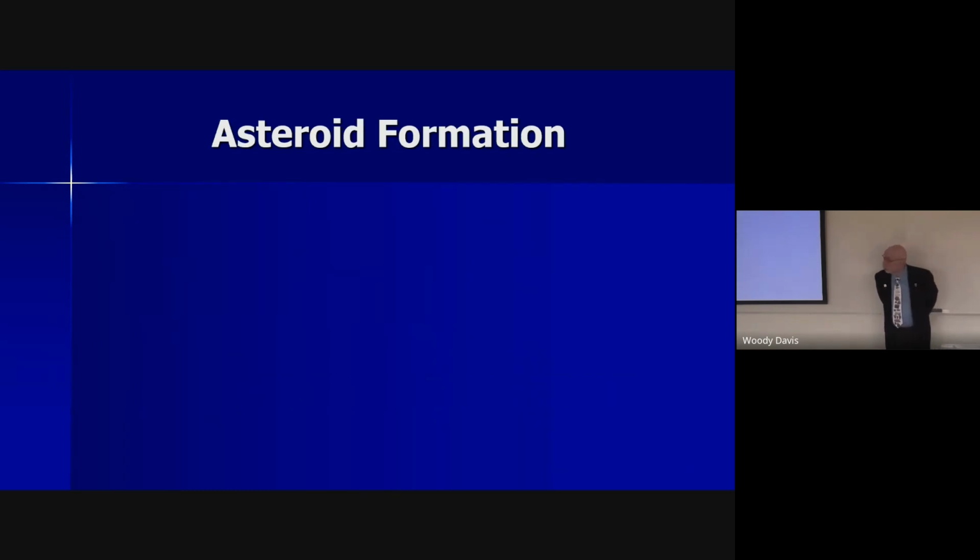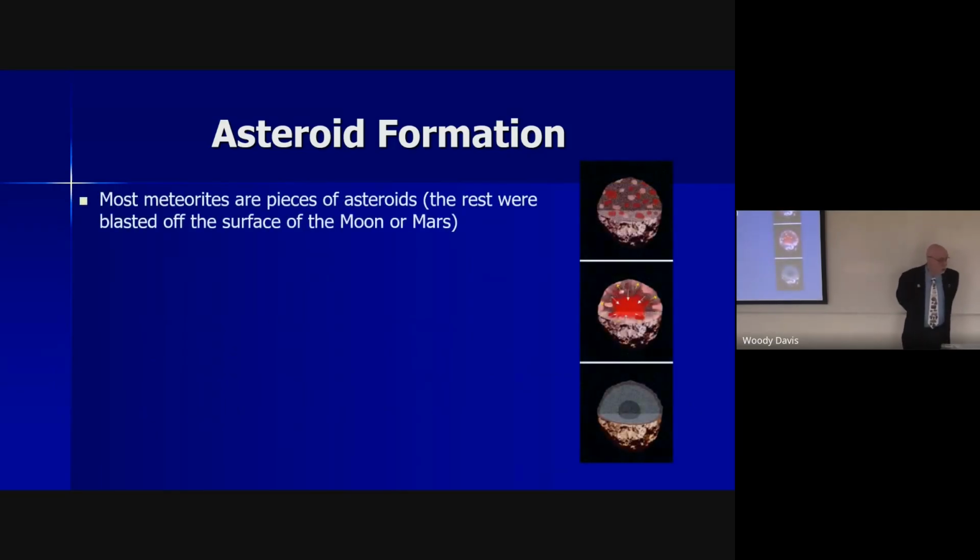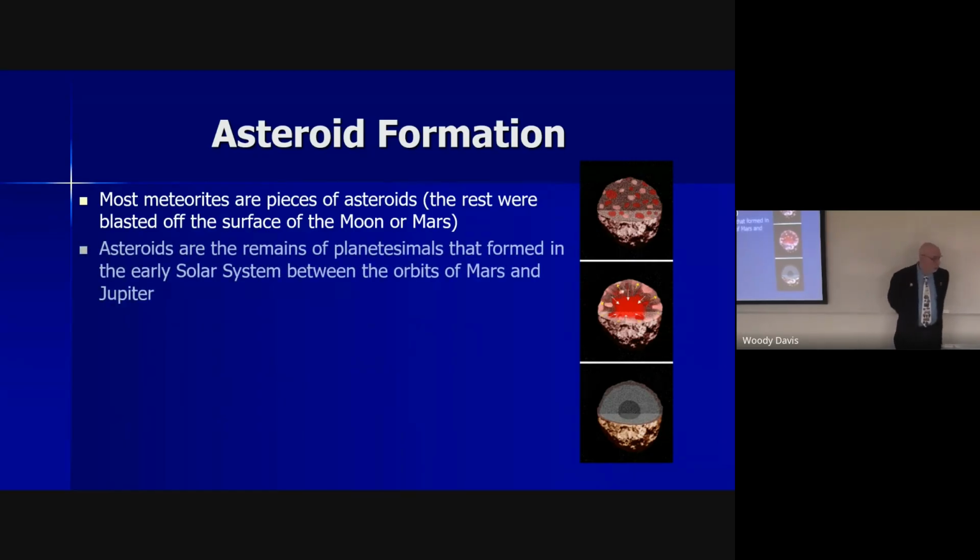So let's talk about where these things come from. So most meteorites are pieces of asteroids. Now the rest were blasted off the moon or Mars, at least the surface of the moon or the surface of Mars. But most of them are pieces of asteroids, things from the asteroid belt in between Mars and Jupiter. So these asteroids are the remnants of planetesimals that formed in the early solar system.